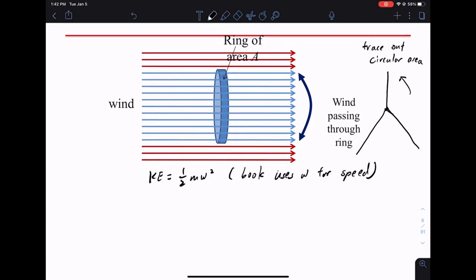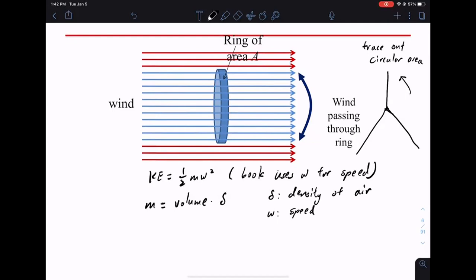How do we get rid of this mass term? It's not a good term for us to use. We don't want to compute the mass of air that's flowing through the wind turbine area. So how do we get rid of mass? Any suggestions? There is an equation that helps us get rid of mass. James says in the chat, area times speed times density. This comes from the fact that you can think of mass as volume times delta, where delta is the density of air.